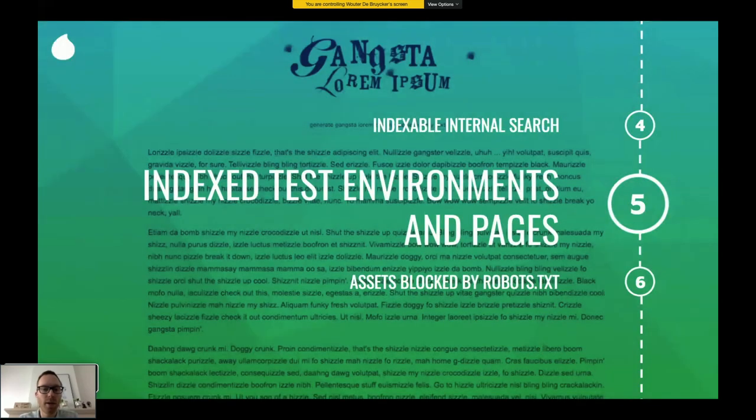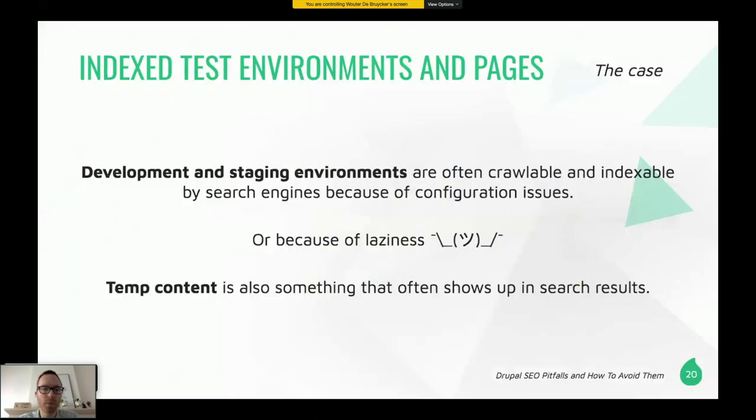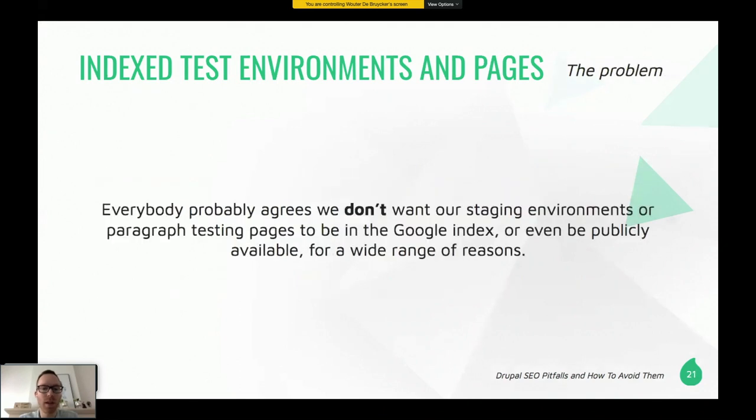Okay, continuing on the subject, we'll talk about indexed test environments and pages. Now, development and staging environments are often crawlable and indexable by search engines, sometimes because of configuration issues, sometimes because of laziness. We all know how it is. Temporary content like your placeholder text is also something that often shows up in search results. I think everybody can agree that we don't want staging environments or testing pages like paragraph testing pages to be in the Google index or to even be publicly available for that matter.